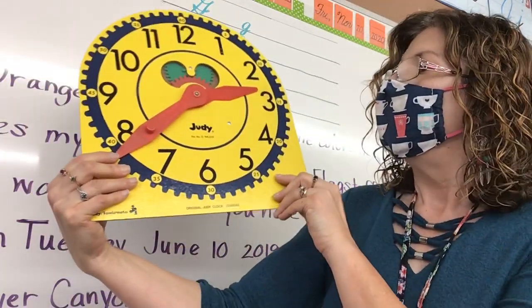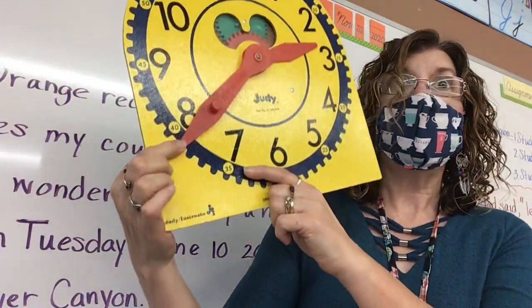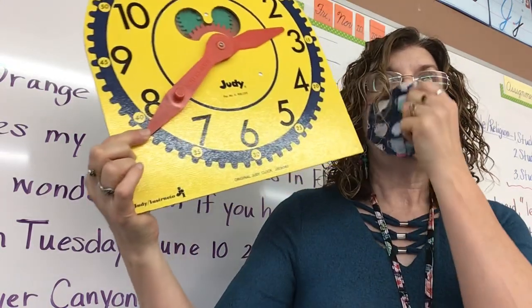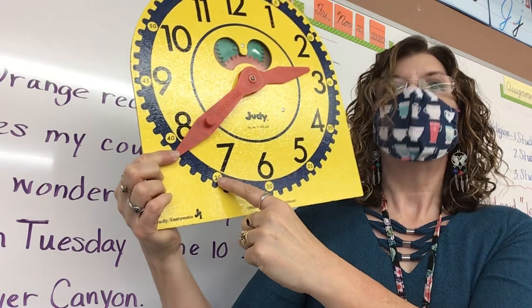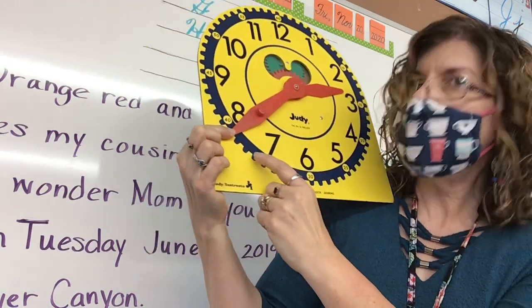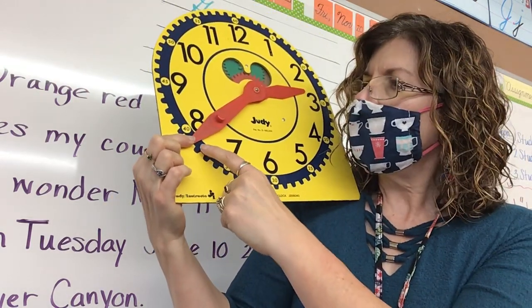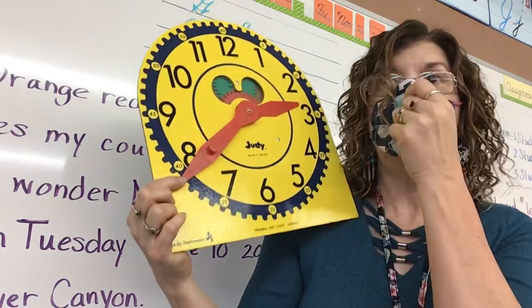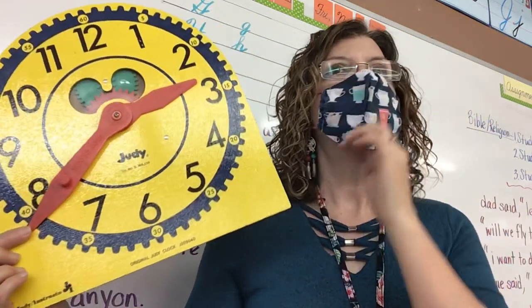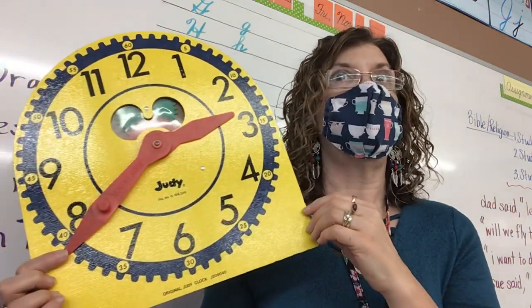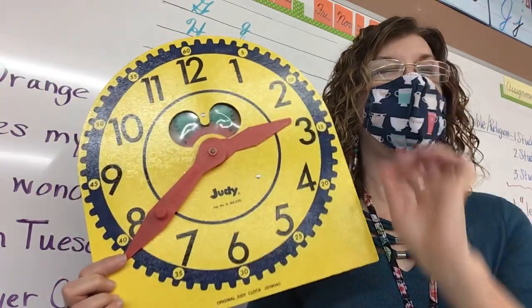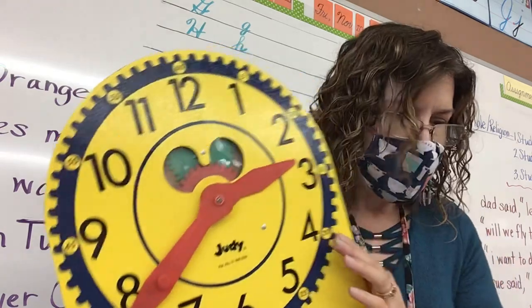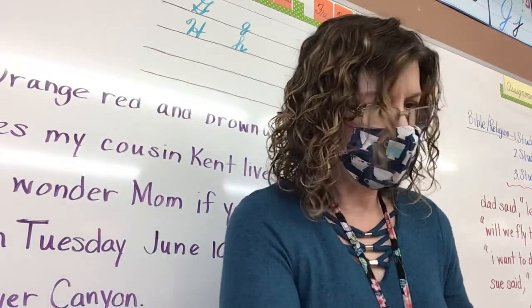Now for the longhand, it is past the 7. Is it to the 8 yet? No. So what would 7 be? 35. So then we're gonna count by ones. 36, 37, 38, 39. So what time is it? 2:39. When I say what time is it, I want you to say the whole thing together. All right, let's go on to the next one.